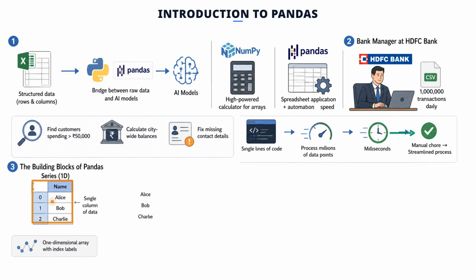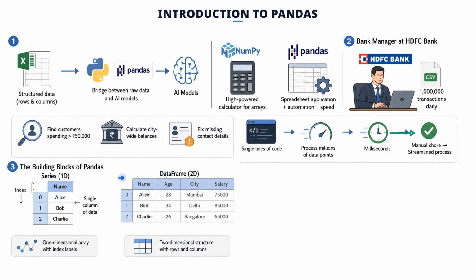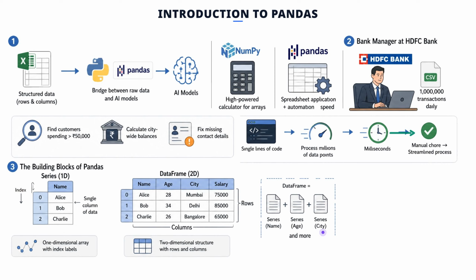Notice how every value in this column, like Alice, Bob, or Charlie, has an index label right next to it, essentially giving every piece of data a specific home address. Then we have the data frame. A data frame is the complete two-dimensional table. If you look closely, it is really just multiple series aligned side by side. We have our column for names, but now it's grouped with age, city, and salary, all neatly organized into rows and columns.